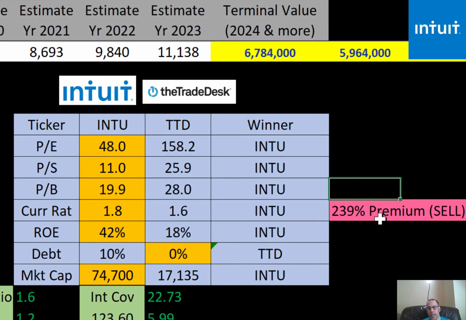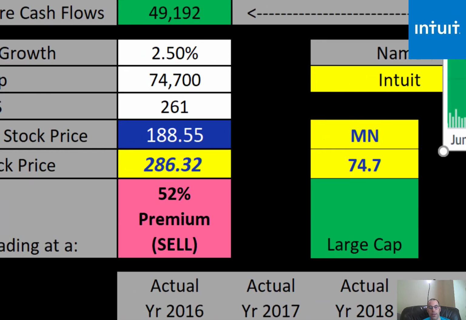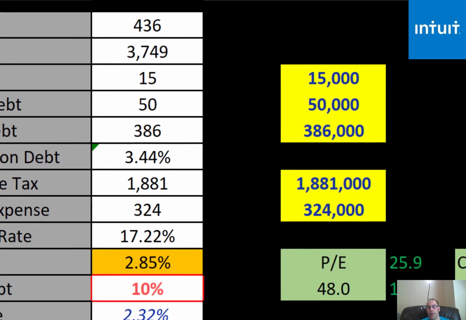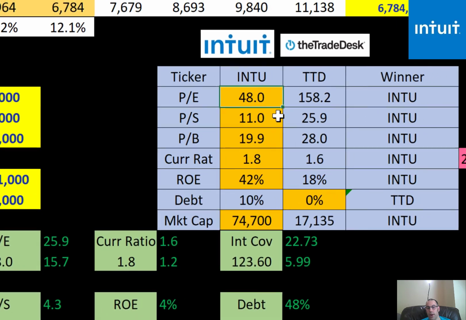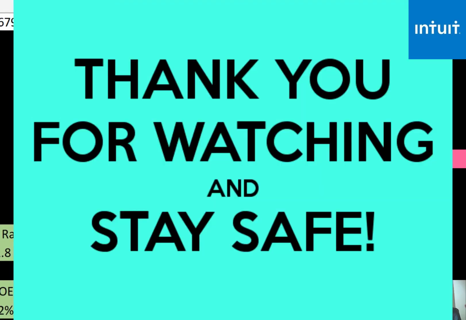I valued The Trade Desk at a 240% premium, and I'm valuing Intuit at a 52% premium. And it seems like the reason they have such poor ratios is because both companies are trading at a significant premium. And the higher the price goes, the worse your ratios appear. So that's something to consider.